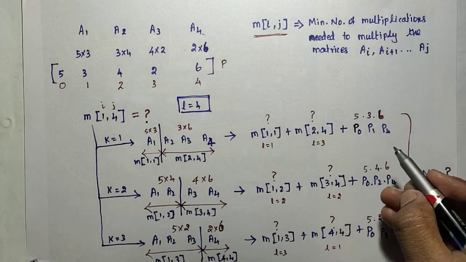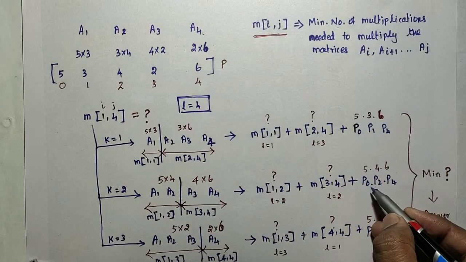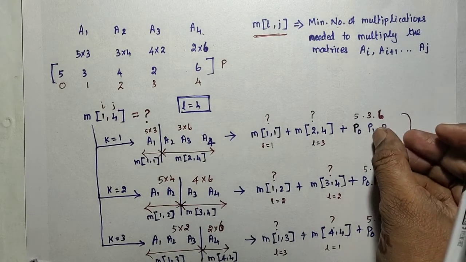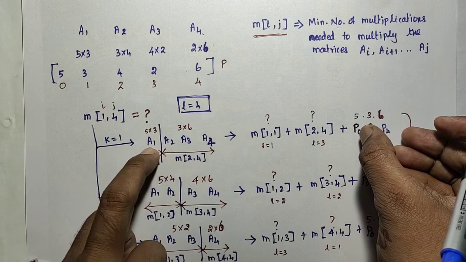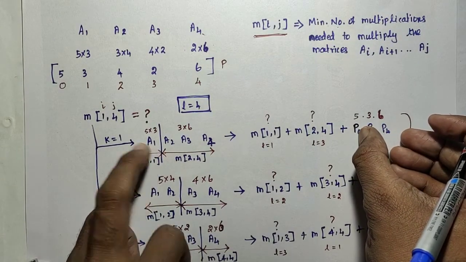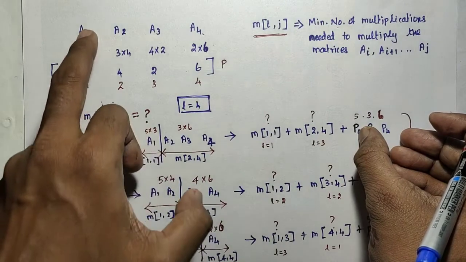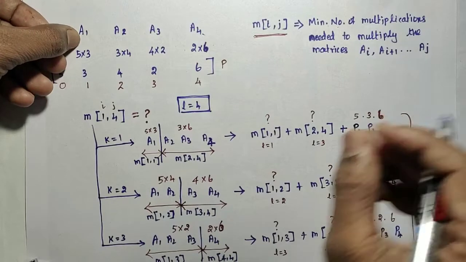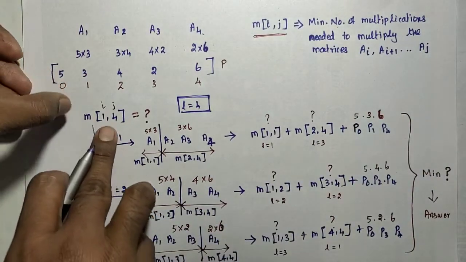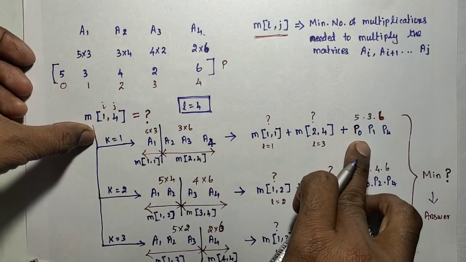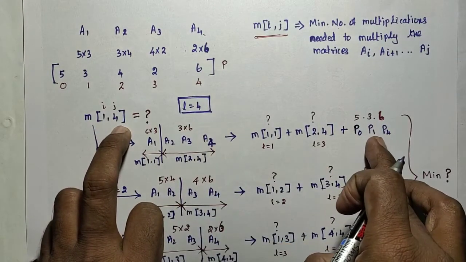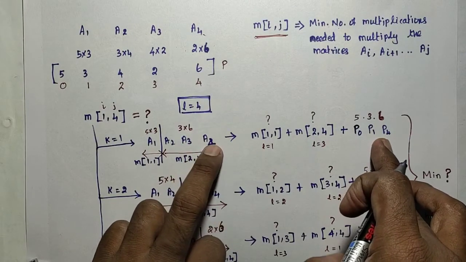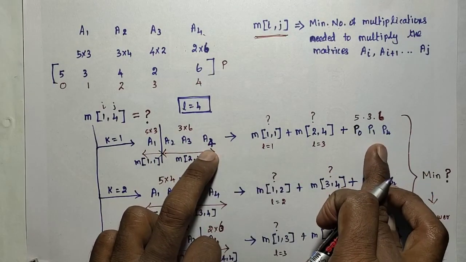See that P0, P1, P4, P0, P2, P4, P0, P3, P4: the first and last are the same. The first one is nothing but the first matrix's row size, correct? So the ith matrix's row size will be P i minus 1. Here the 5 is the P0. Similarly, the last, P4, is nothing but the last matrix's column size.